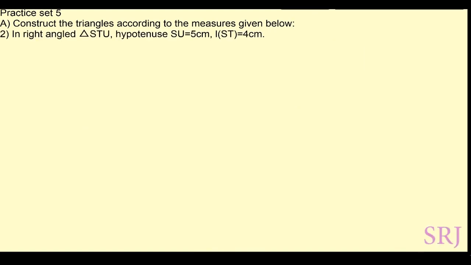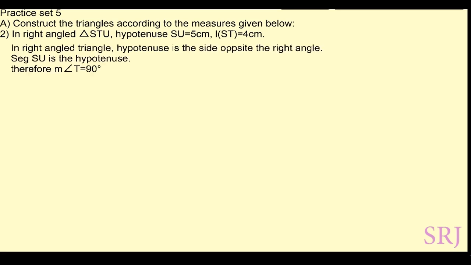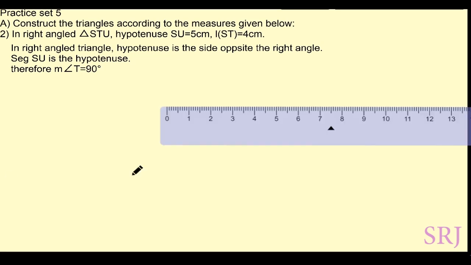Question number 2. In right angle triangle STU, hypotenuse SU is equal to 5 cm. Length ST is equal to 4 cm. In right angle triangle, hypotenuse is the opposite side of the right angle. Segment SU is the hypotenuse. Therefore, measurement of angle T is equal to 90 degree. Let us quickly draw the rough figure.